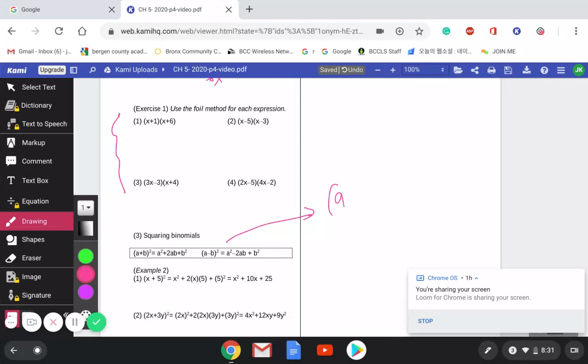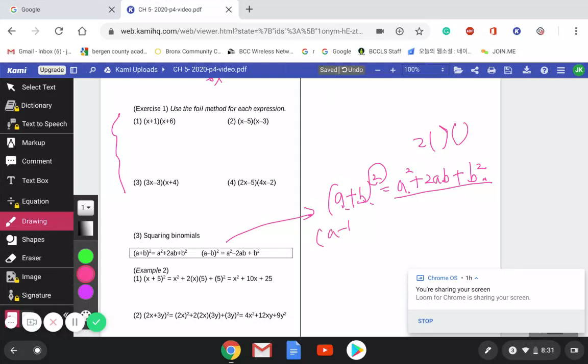So when you have a plus b squared, when you're squaring this binomial, you always end up with a squared plus 2 times a times b plus b squared. So it's like a formula. If you memorize the formula, you can get the answer faster. That's what the squaring binomial formulas are. Whenever you have a plus b squared, it always ends up with first one squared, second one squared at the end, and 2 times first one and second one.